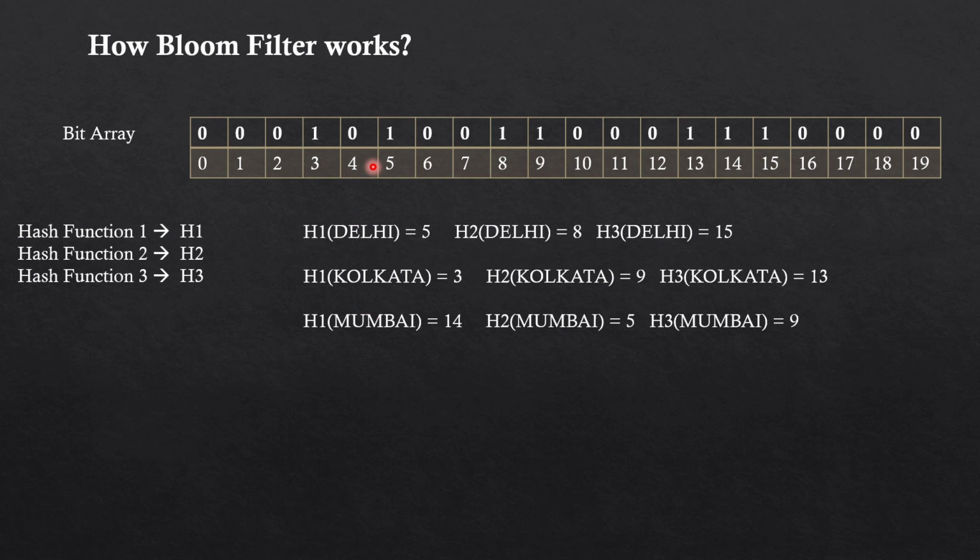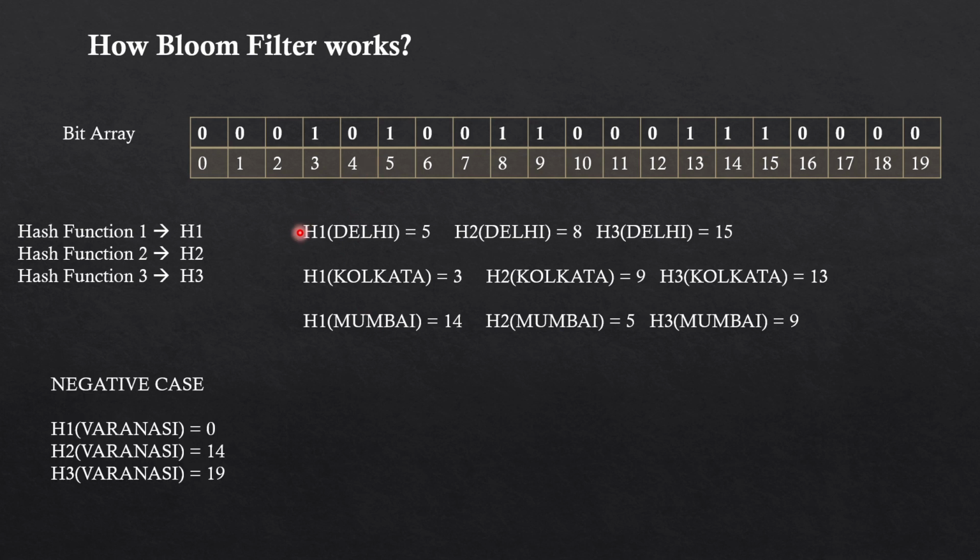Now if we want to search for something, let's take the negative case first. We want to search whether Varanasi is present in this list or not. We passed Varanasi through hash functions 1, 2 and 3 and we got the outputs 0, 14 and 19. So we go to 0 and we see that it is not set. We go to 14, we see that it is set, and we go to 19 and we see that it is not set. So what we are going to do is AND all these results.